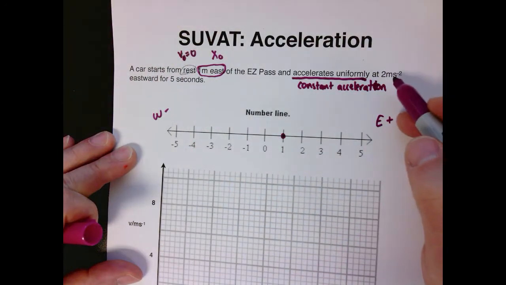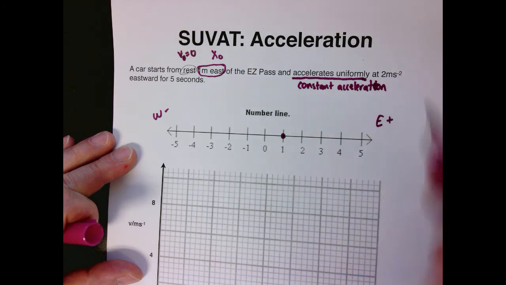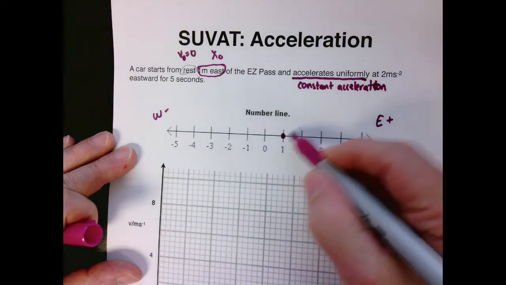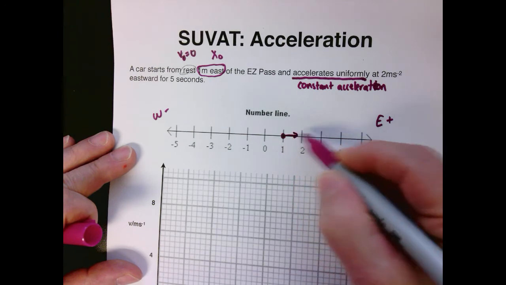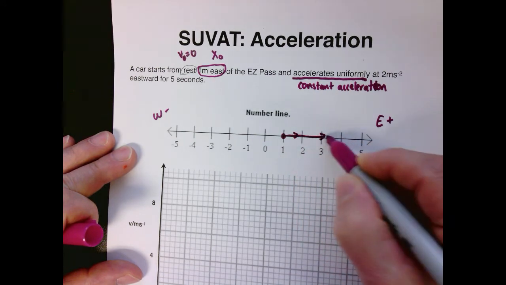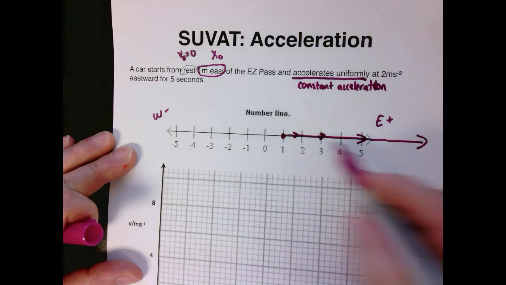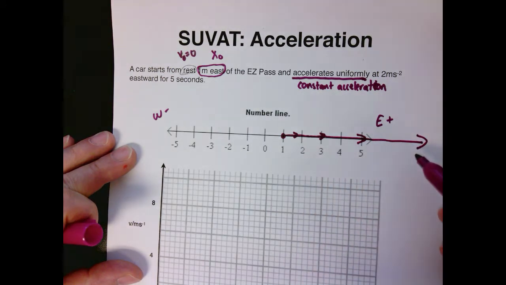And now it's going to accelerate at 2 meters per second every second for 5 seconds. So let's think about that. It's going to go eastward. It's going to get faster eastward. So it's going to start out slowly, and then it's going to go faster, and then faster, and then faster still. Each time interval it's going to cover increasing ground.